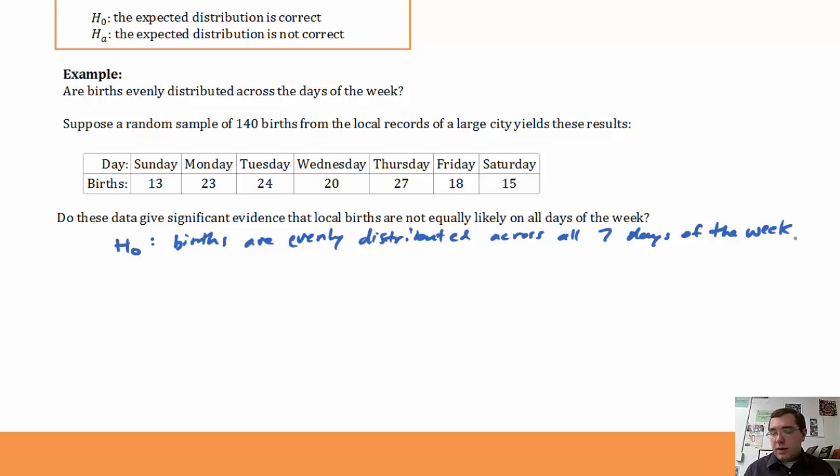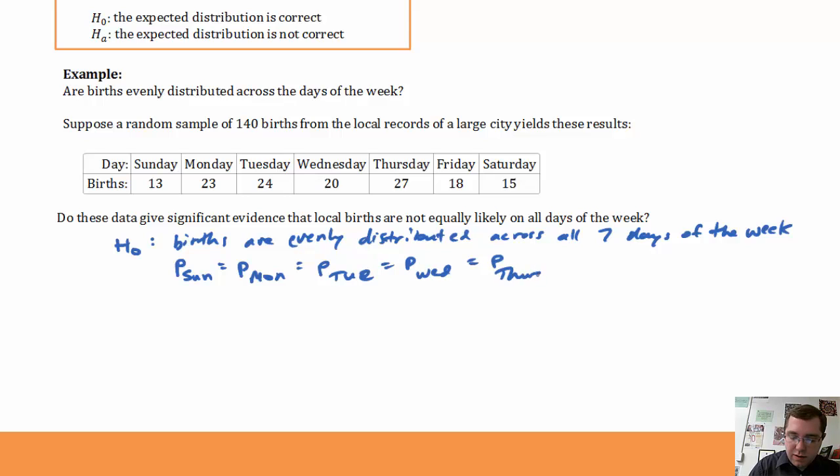Or we could do that with symbols, where we could say P sub sun is the proportion born on Sunday, and our null hypothesis is that that is equal to the proportion born on Monday, which is equal to the proportion born on Tuesday, which is equal to the proportion born on Wednesday, which is equal to the proportion born on Thursday, which is equal to the proportion born on Friday, which is equal to the proportion born on Saturday. It's a lot to write. You could just write in words, the births are evenly distributed across the days of the week. So one or the other of those is all that's needed.